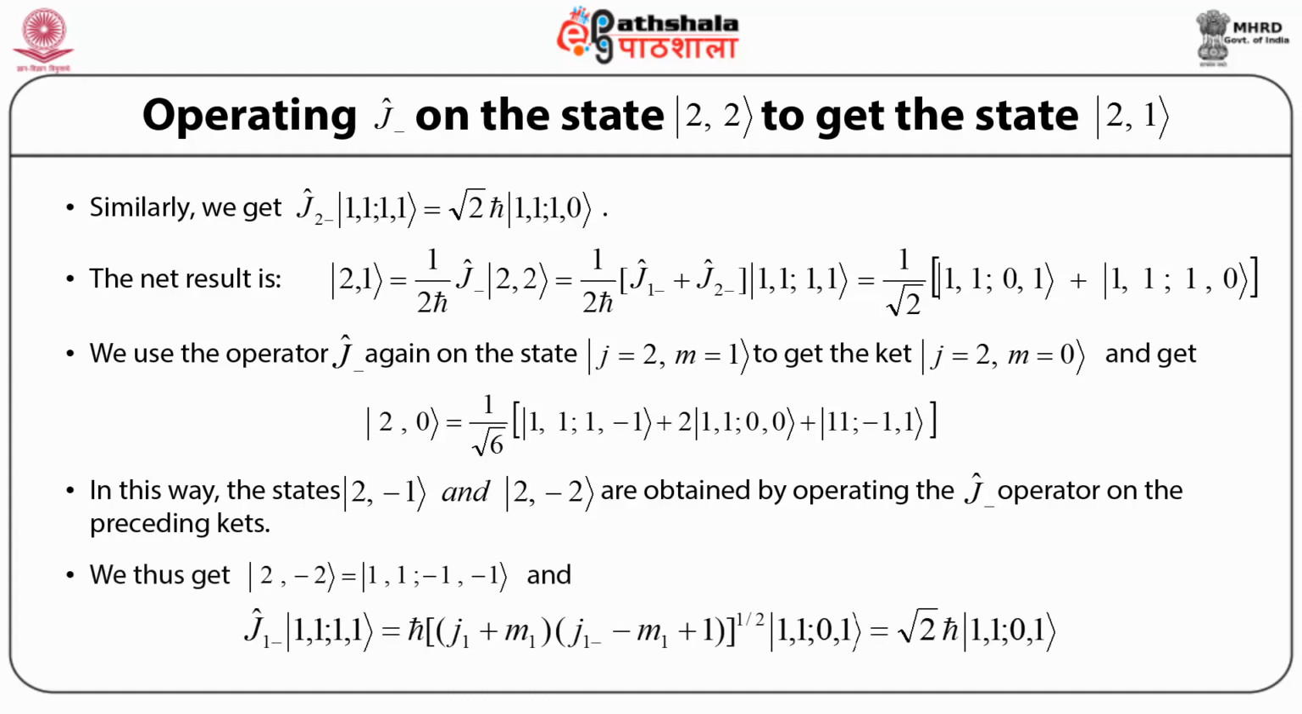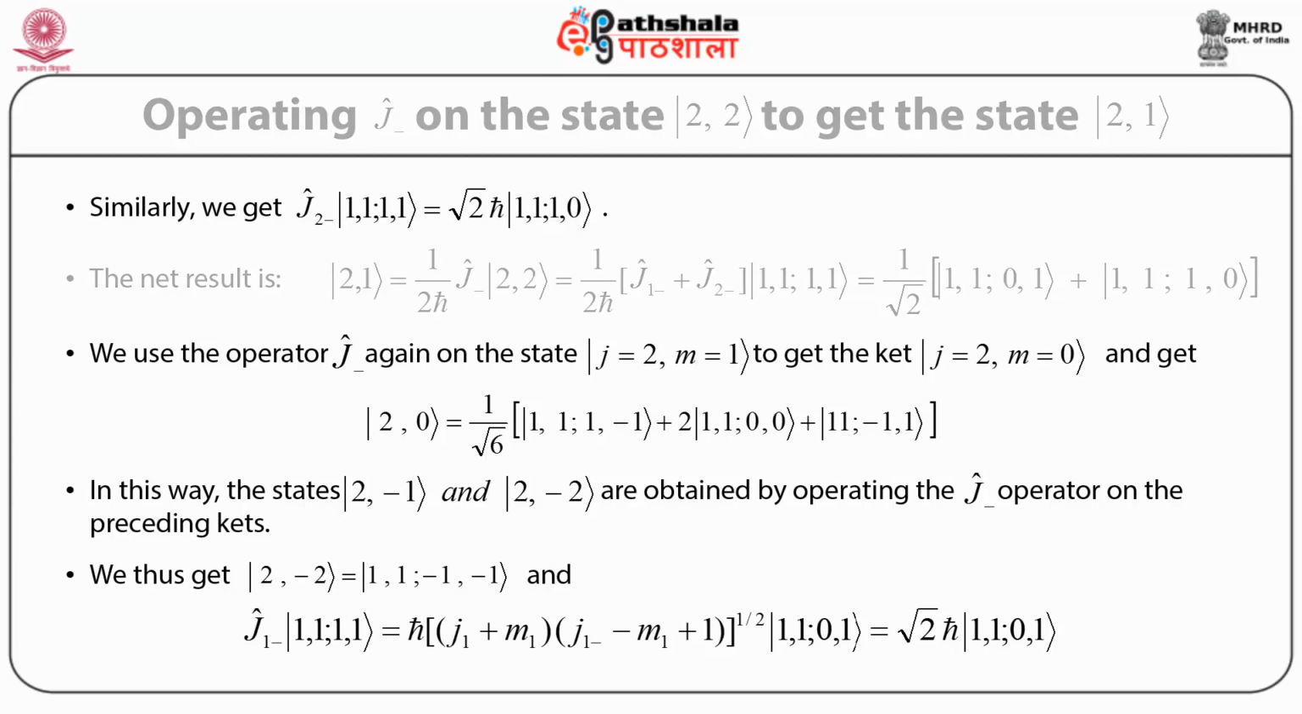We thus get ket(2,-1) is equal to 1 by square root of 2 into within the brackets ket(1,1,0,-1) plus ket(1,1,-1,0), and ket(2,-2) equals ket(1,1,-1,-1).